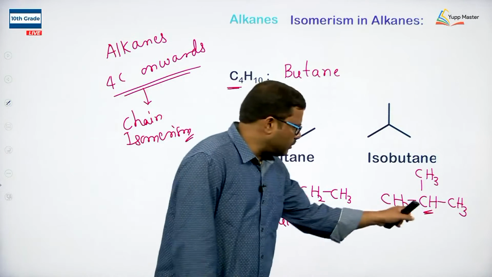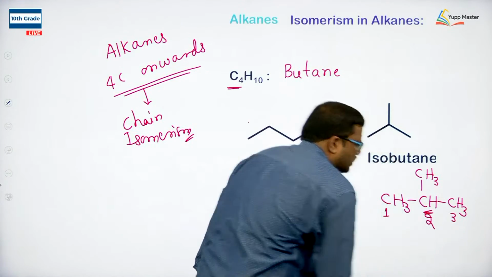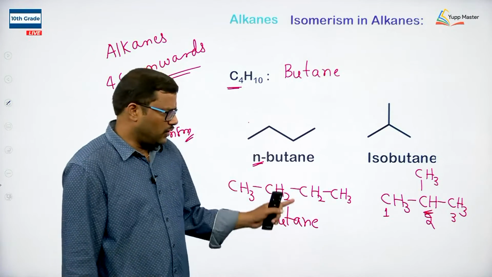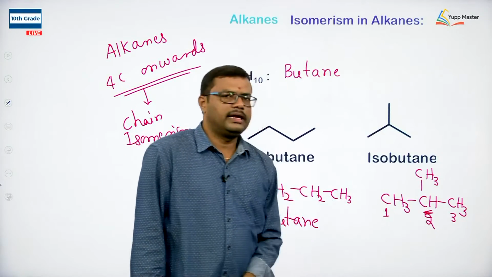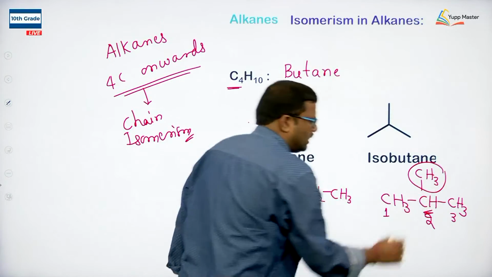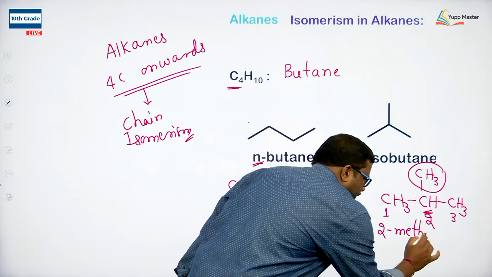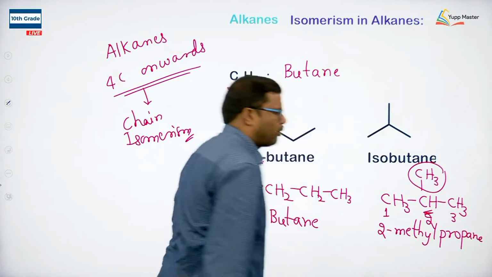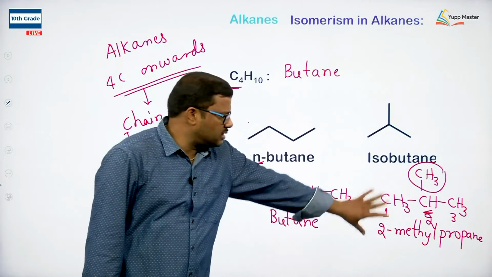If you observe here, after selecting the continuous longest carbon chain, it has 3 carbons. If I number the carbon atoms such that the carbon having the substitution gets the lowest possible number, that is 2. So at second position we have a CH3, so we can write it as 2-methyl. A 3 carbon alkane chain is known as propane. 2-Methylpropane is the IUPAC name of this compound.